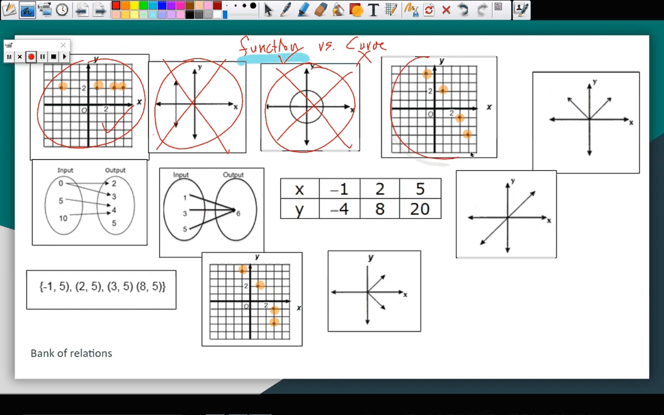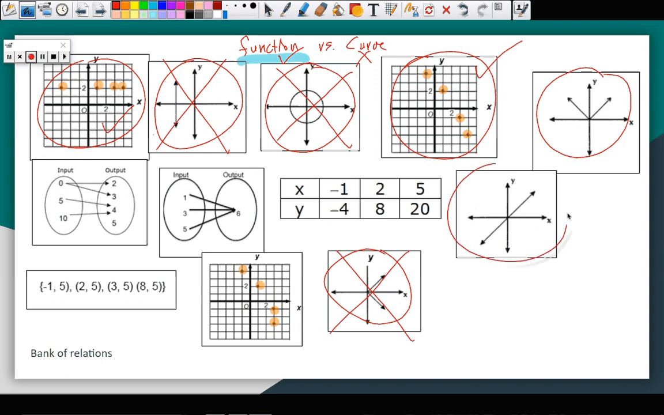How about this one right here? It is a function. This one? Function. Don't be shy, guys. Come on. So it is going to pass the vertical line test. And how about this one? No, not a function. It's a curve of some sort. And finally, this graph. Is it a function? Yeah, it is a function. It passes the vertical line test.